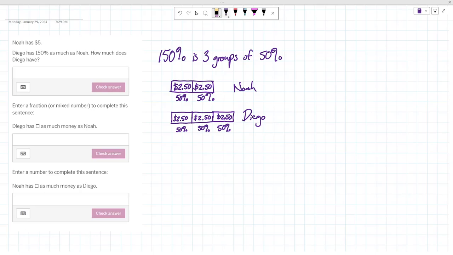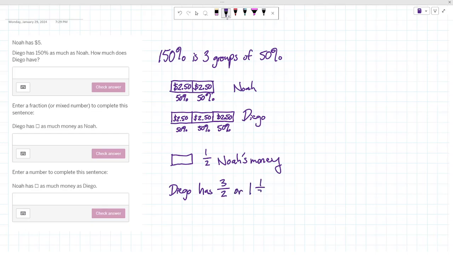So next, let's use a fraction to talk about the relationship between the money. So let's look at Noah's money. Noah's money consists of how many groups? He has 2 of those groups. So each little block represents 1/2 of Noah's money. How many of those groups of half of Noah's money does Diego have? He has 1, 2, 3 of those groups. So Diego has 3/2, or 1.5 times as much money as Noah.